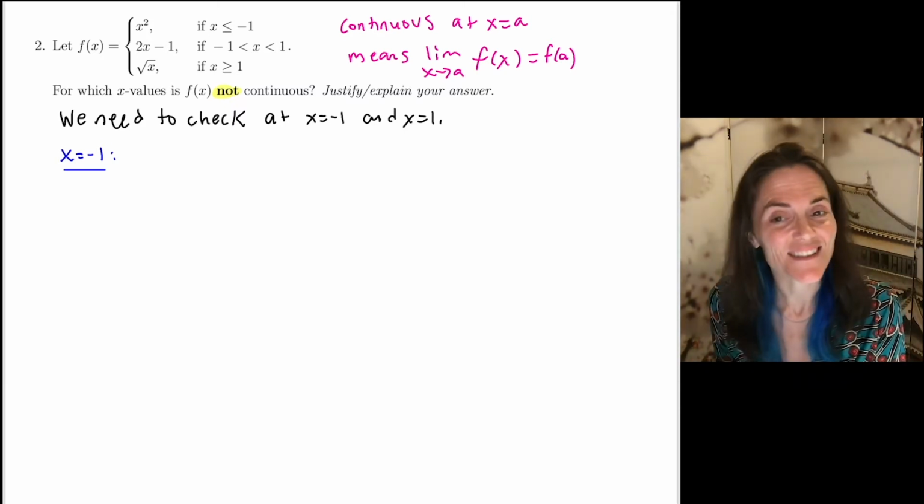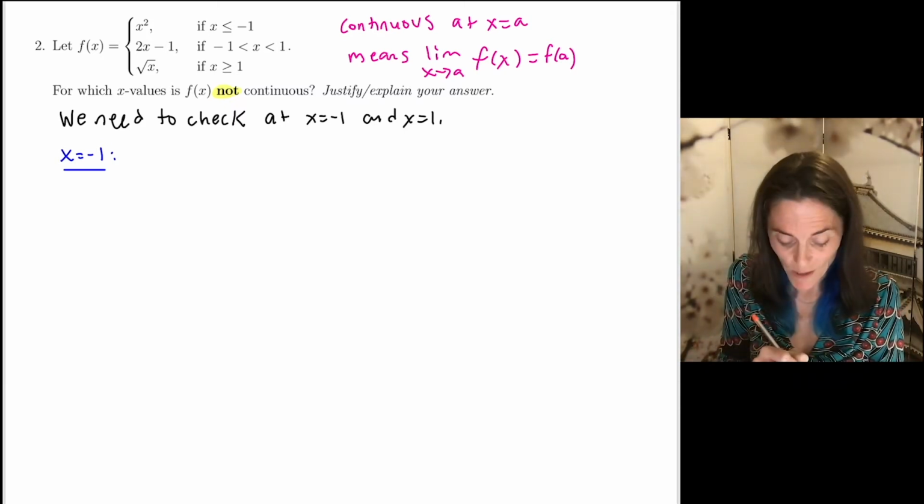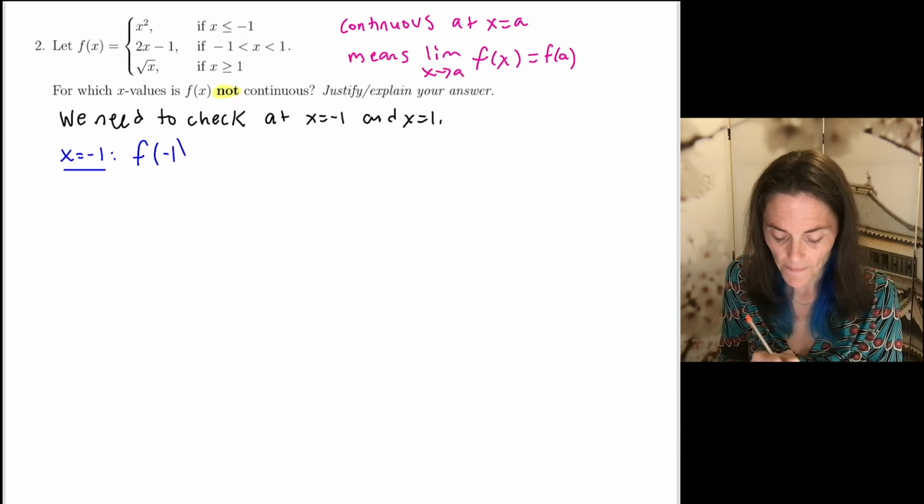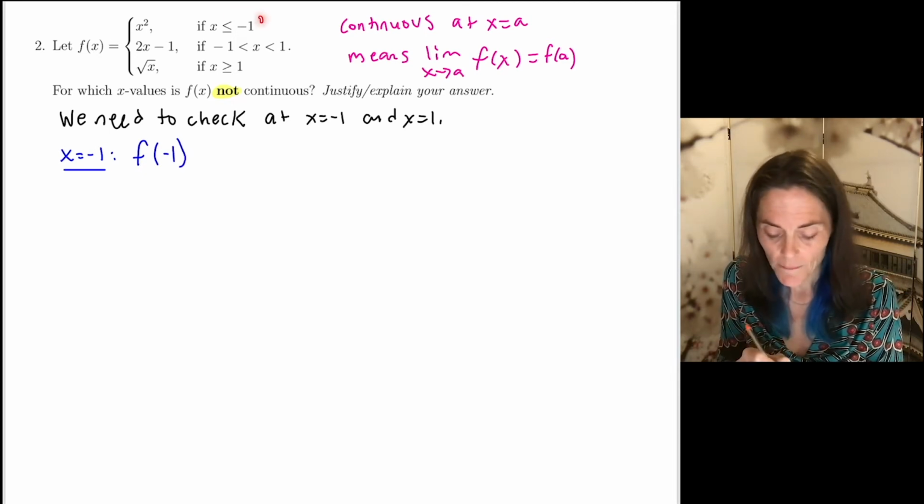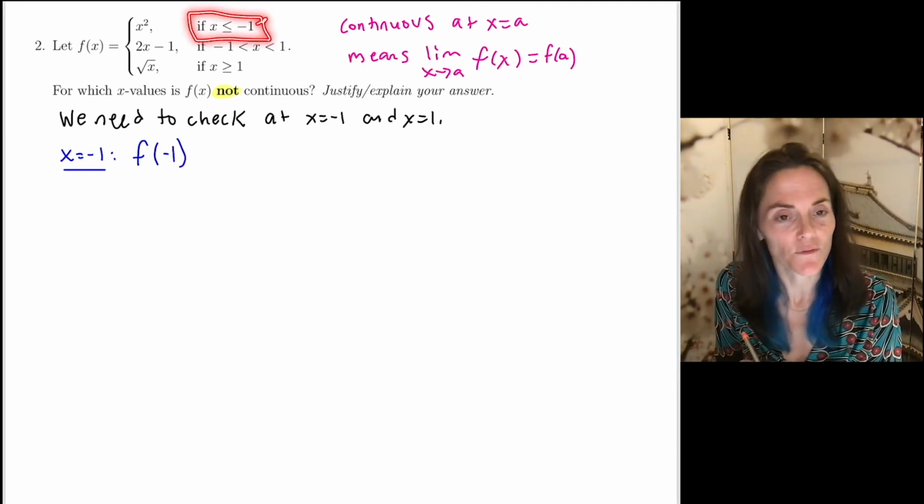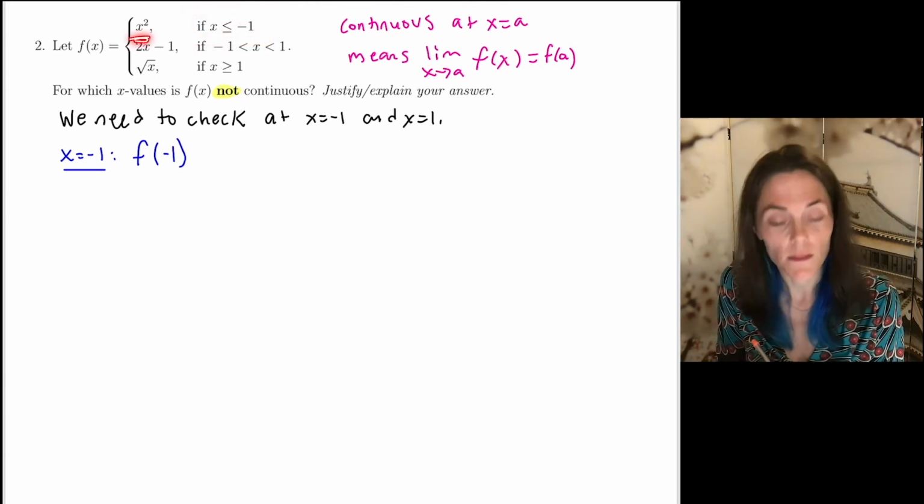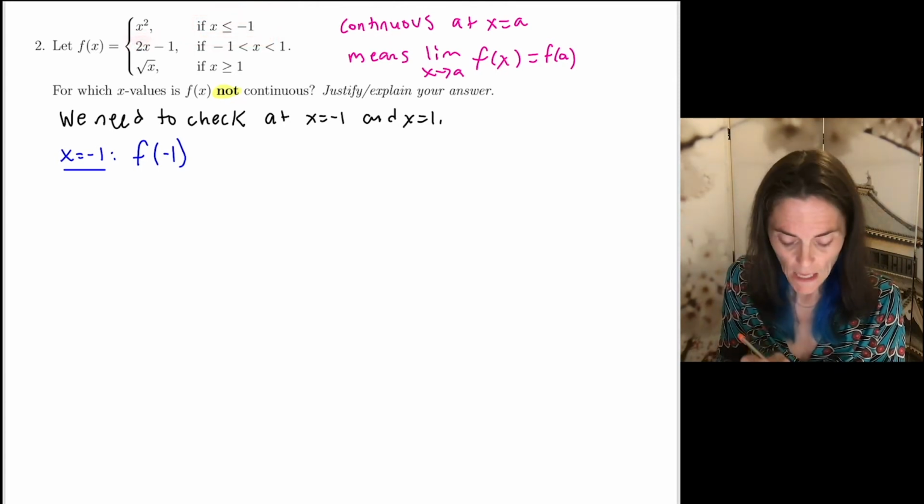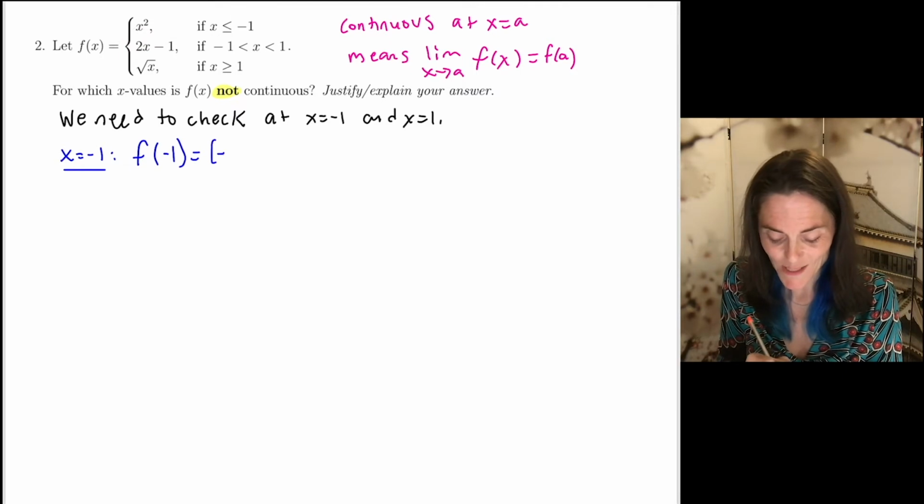So maybe the easier of the 2 is just to evaluate the function first. That we can do. -1 is in this interval, and so I use this formula. F of -1 is (-1) squared, which is 1.